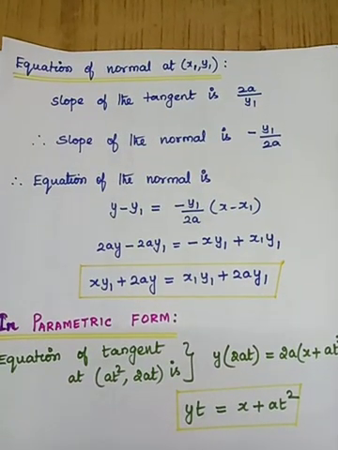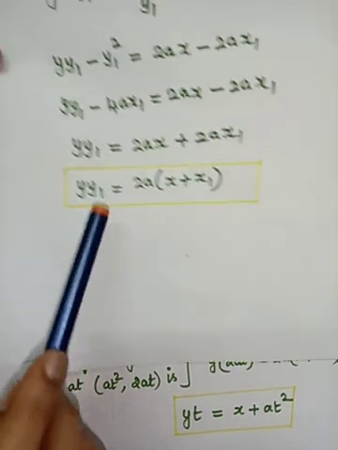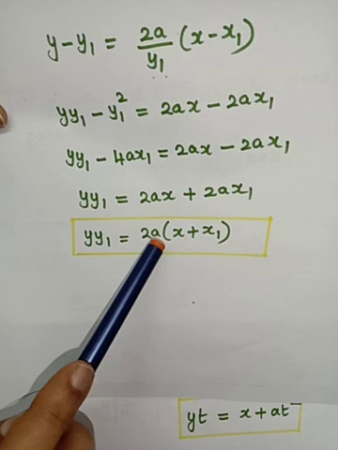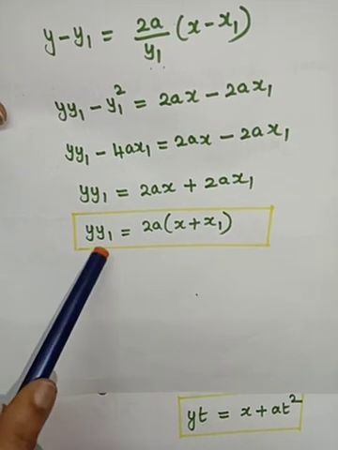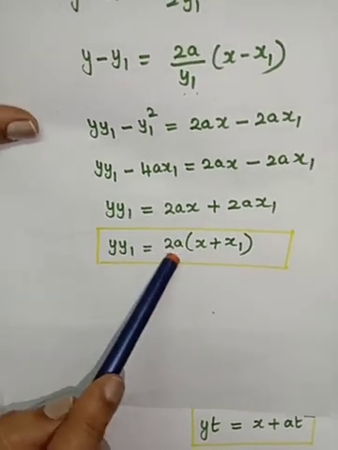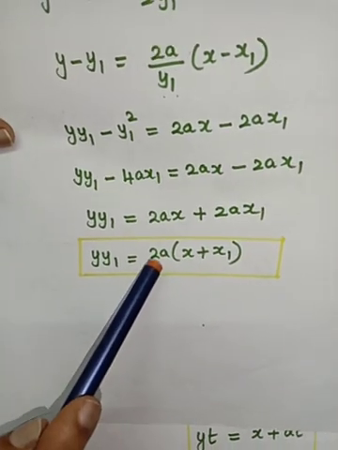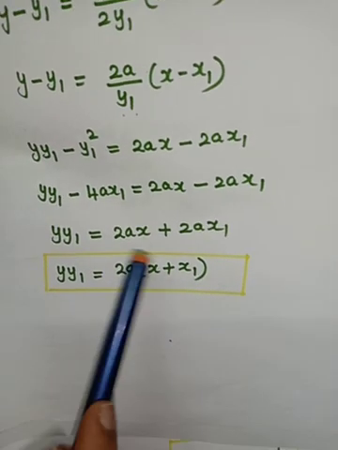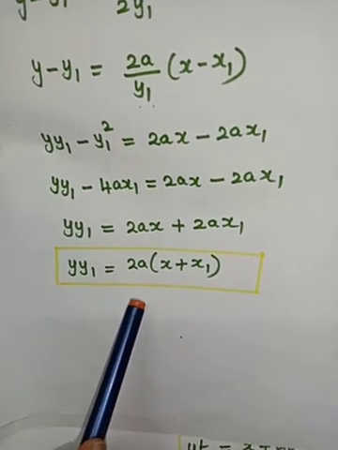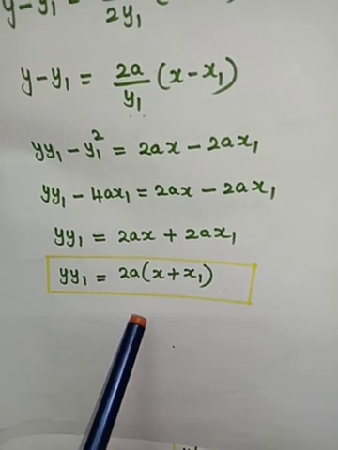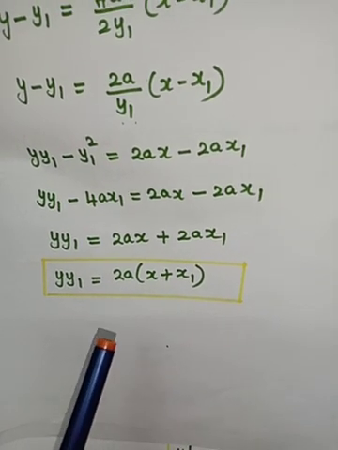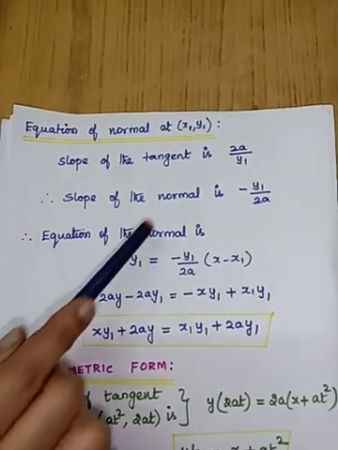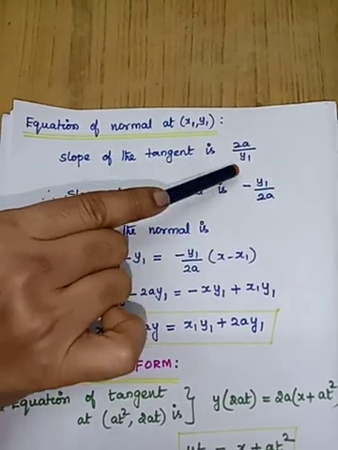So what is the slope of the tangent at x1 comma y1? What you have to do is bring it to the form y is equal to mx plus c. So y1 has to be taken to the right side. But here you are having 2a by y1. 2a by y1, that is the slope of the tangent. So the slope of the tangent is 2a by y1.